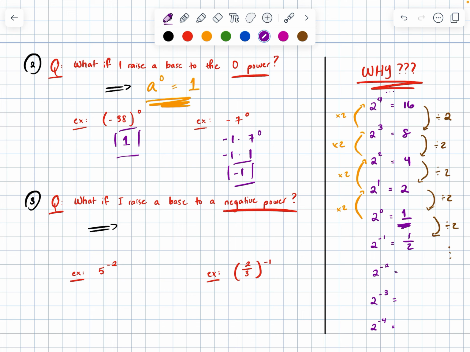Dividing by another copy of 2, I could keep going. Well, dividing by 2 is the same as multiplying by 1/2. So my next guy, 2 to the negative 2, should be 1/4, followed by 1/8, followed by 1/16, and so on and so forth. Well, I want to be a little bit annoying here.